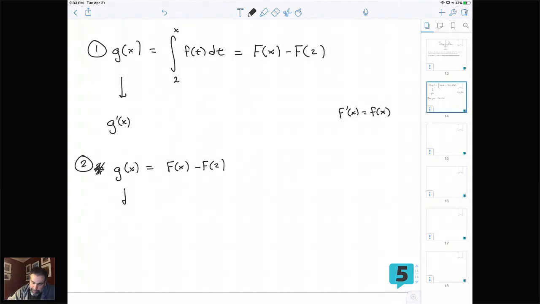So when I take the derivative of g of x, I'm going to call that g prime. And when I take the derivative of big F of x, well, by definition, we know that the derivative of big F of x is little f of x.